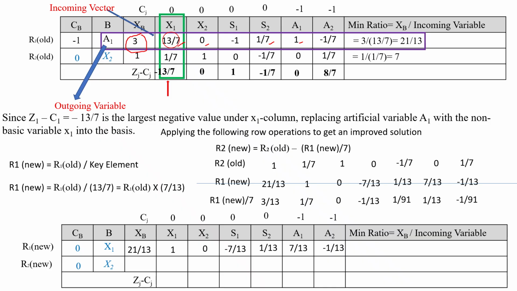So next we have to do R2 new = R2 old minus R1 new divided by 7. So 1 minus 3 by 13, it is 10 by 13. 1 by 7 minus 1 by 7, 0. 1 minus 0, 1. 0 minus of 1 by 13, minus 1 by 13. 1 by 7 minus of minus 1 by 91, it is 20 by 91. 0 minus of 1 by 13, it is minus 1 by 13.